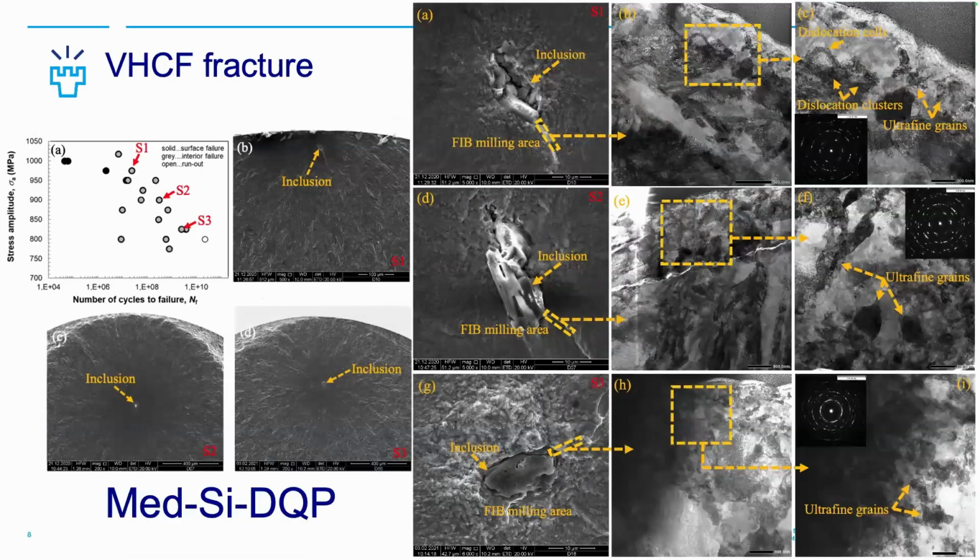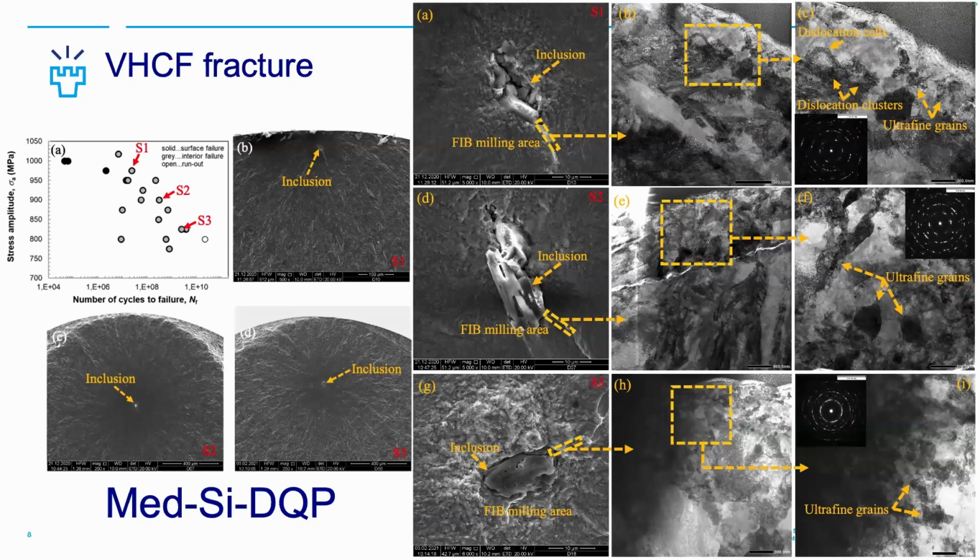Then we also wanted to check how this ultra-high strength steel behaves under the very high cycle fatigue regime. So we know this conventional fatigue limit, which we say like if there is no failure up to 10 to the power 7 cycles, we can consider that as a fatigue limit. That is not valid in ultra-high strength steel, because ultra-high strength steels are sensitive to defects.